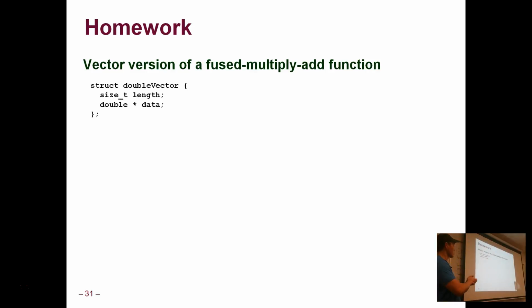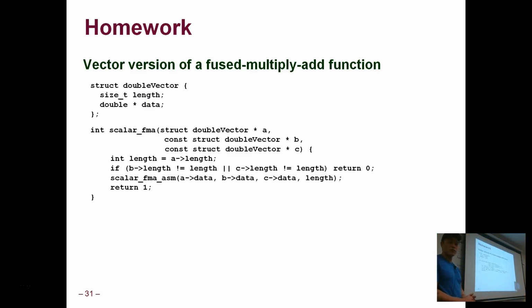Now, homework. Your homework is to do a vectorized version of a fused multiply-add function. You're going to have a vector similar to the ones we've been using, with a length and a pointer to an array of doubles. We're going to give you the scalar fused multiply-add loop. In particular, it calls this scalar FMA embedded assembly routine, and we're going to give you the assembly code for the scalar implementation, and ask you to write the vectorized version of it.